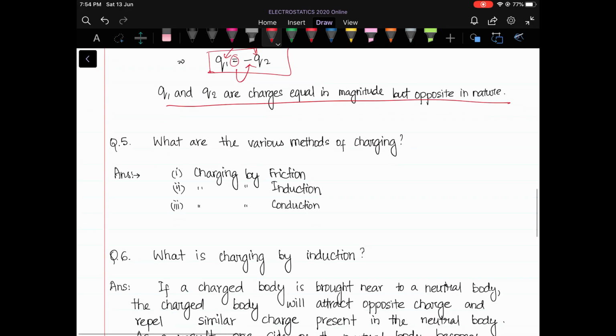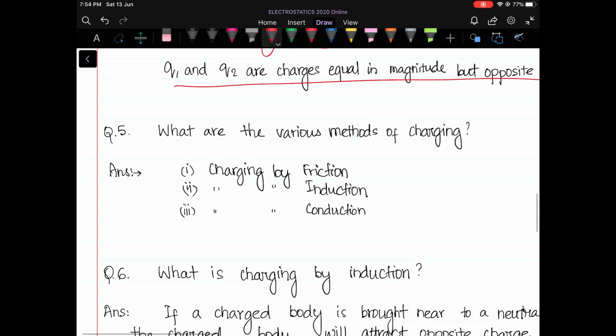Next, what are the various methods of charging? What we have already discussed is only friction, but I'll show you that there are other methods by which we can charge a body. First is of course friction, second is induction, and last is conduction.